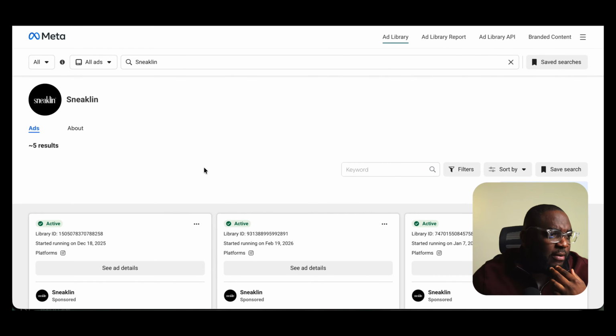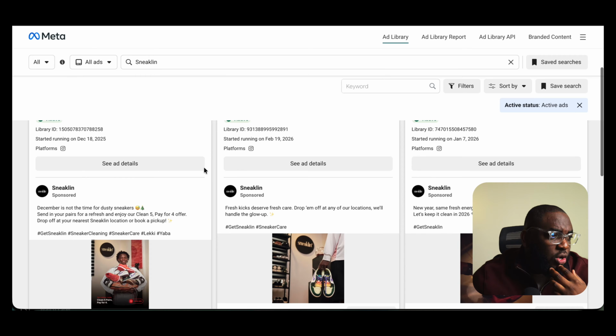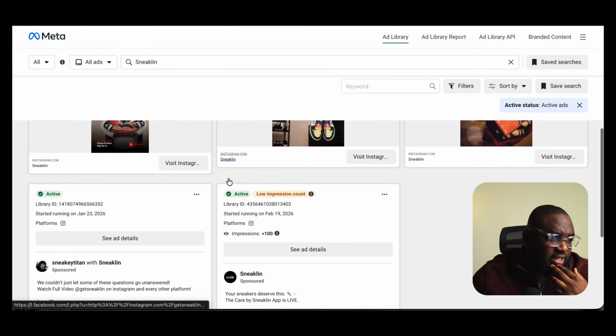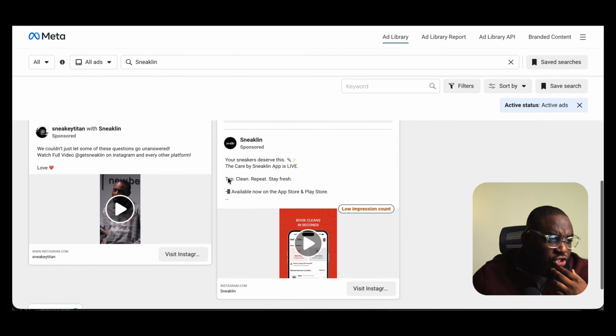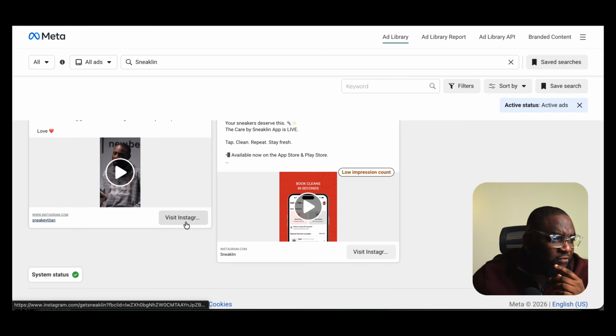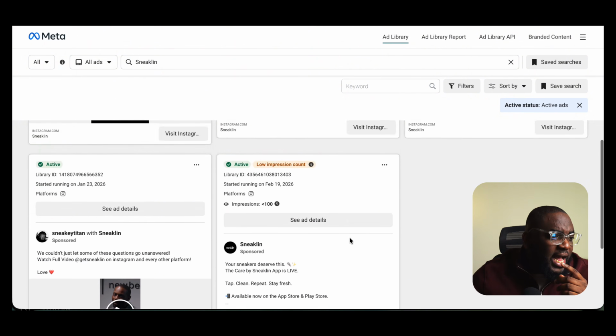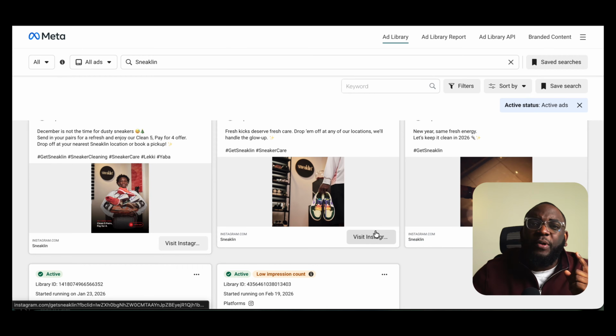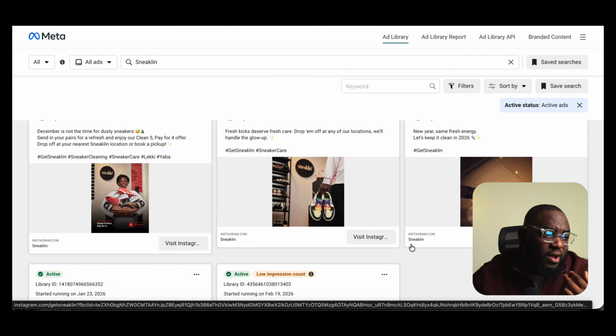Now, if you go to the ad library and we look at the ads that they are running, we see that they are running 5 different ads, right? Which is not bad. The only problem I have with these ads is that all the ads they are running are sending people to their Instagram profile. So that means they're trying to grow their Instagram profile. I don't get it. Honestly, I don't.